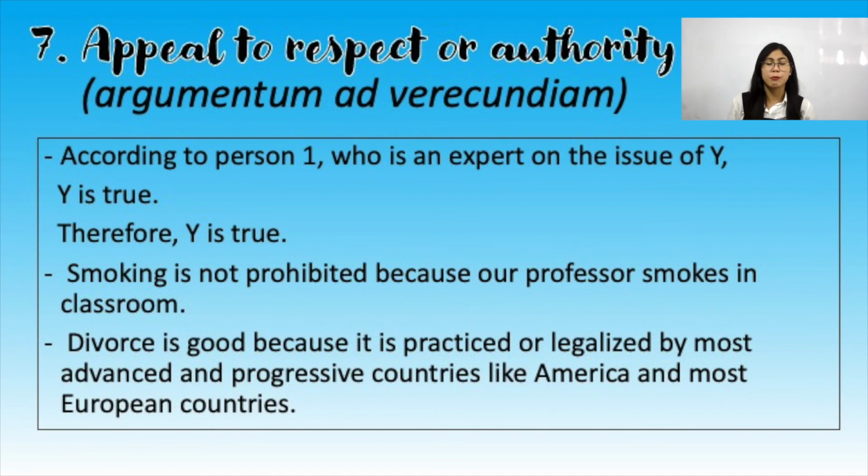Let's have a sample statement: smoking is not prohibited because our professor smokes in the classroom. This is wrong because it doesn't mean that smoking is not prohibited just because the professor smokes. Another example: divorce is good because it is practiced or legalized by most advanced and progressive countries like America and most European countries. This is also wrong reasoning because just because it is practiced by progressive countries, divorce is not already considered good.